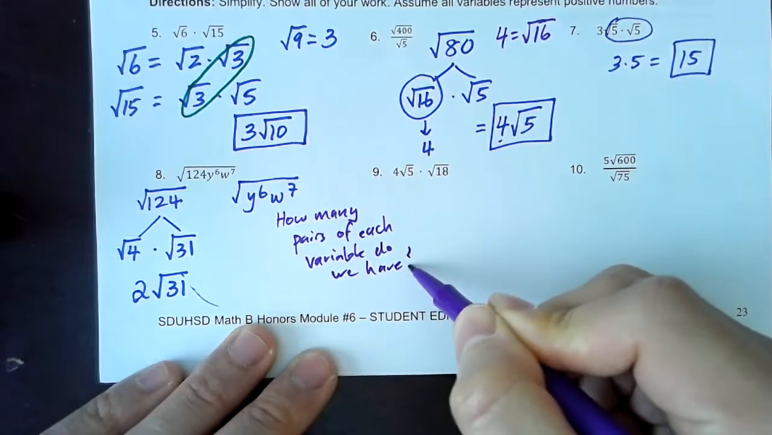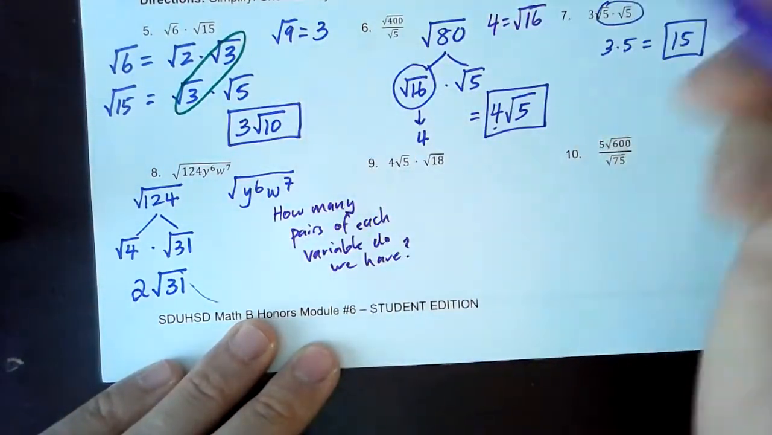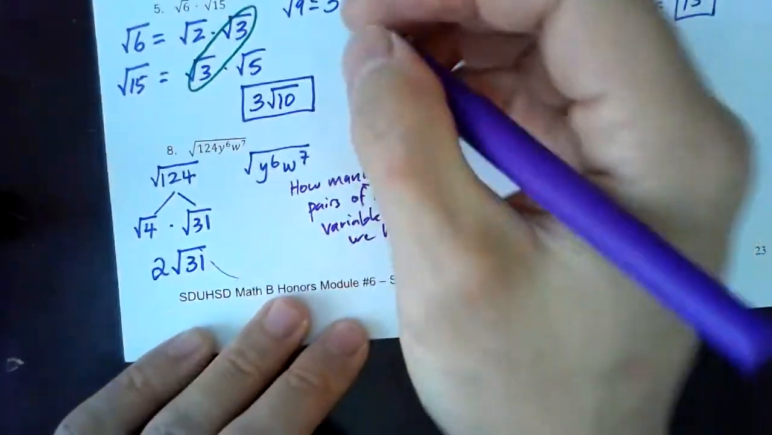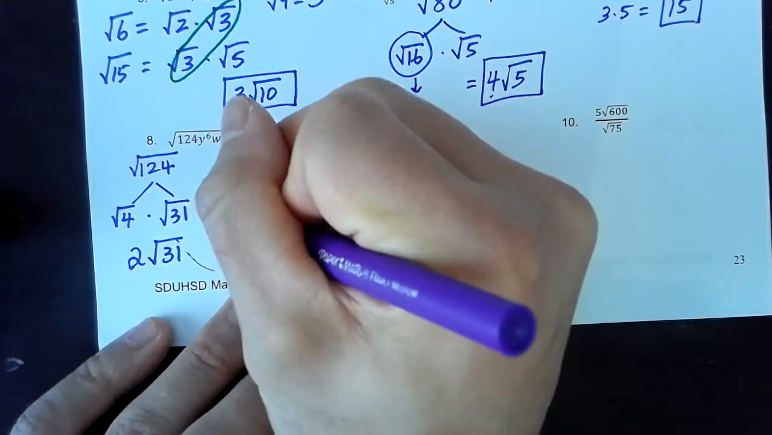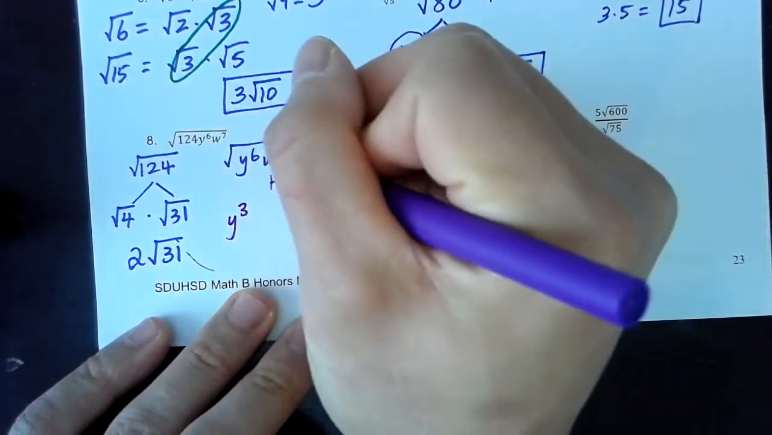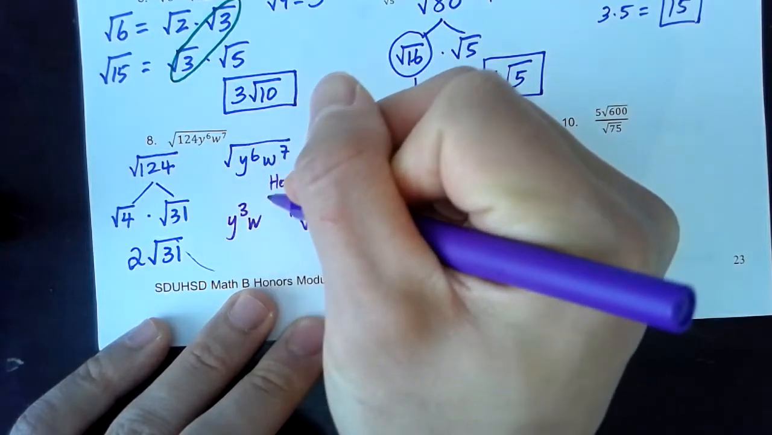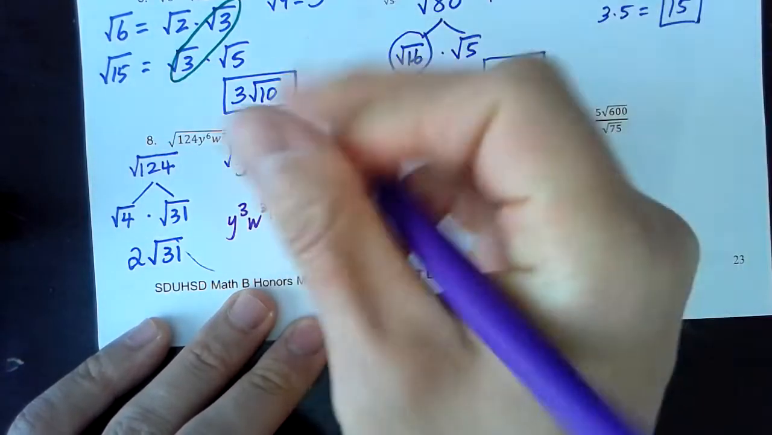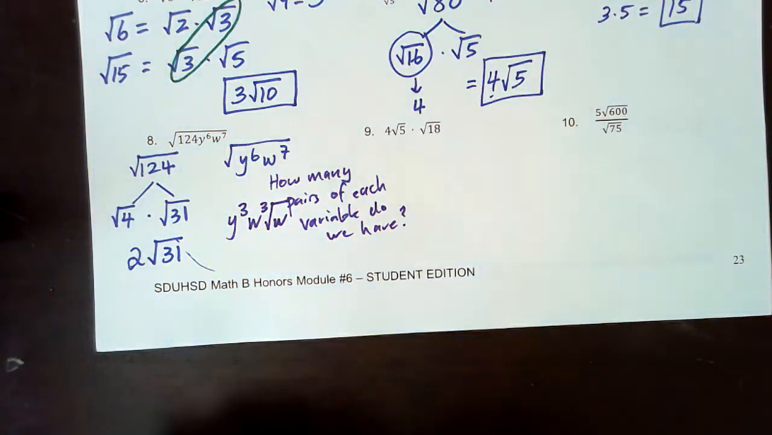Right? We know that 7 is obviously an odd number, so there's no way that you can have an even, clean number of pairs. So square root of y^6 is simply just y^3. Square root of w^7 is just going to be w^3, and there will be a w stuck inside.